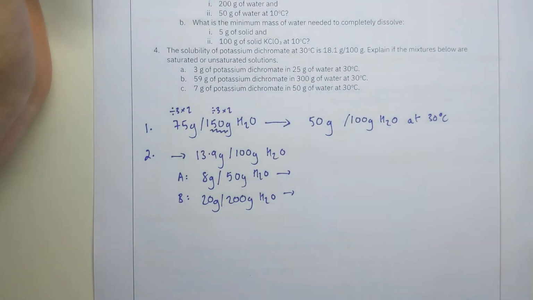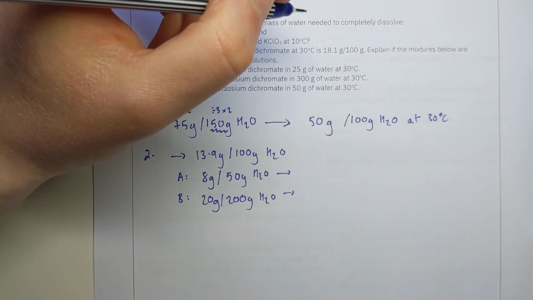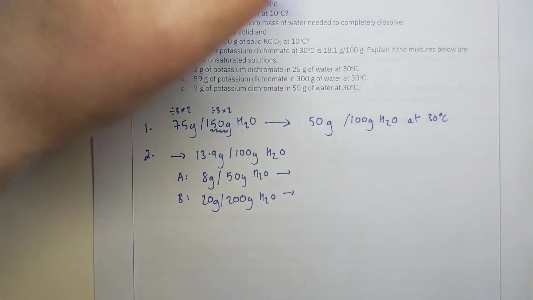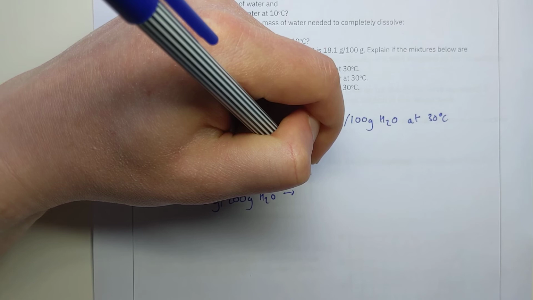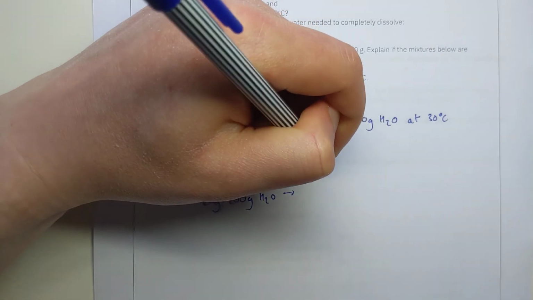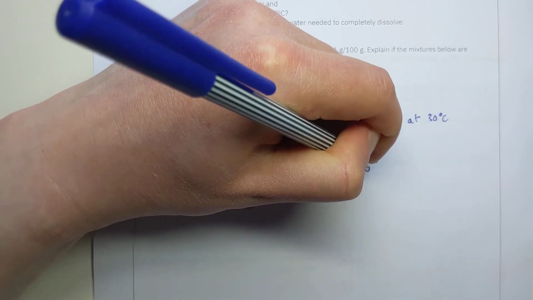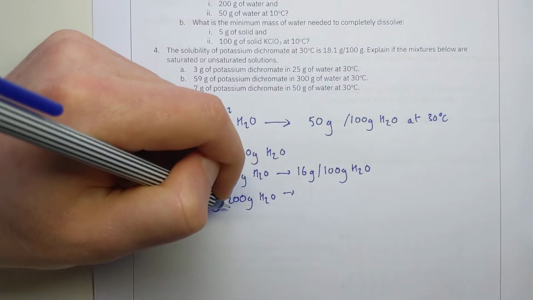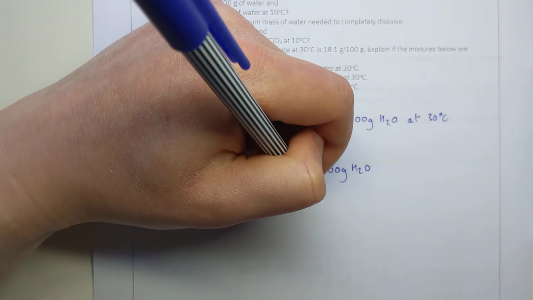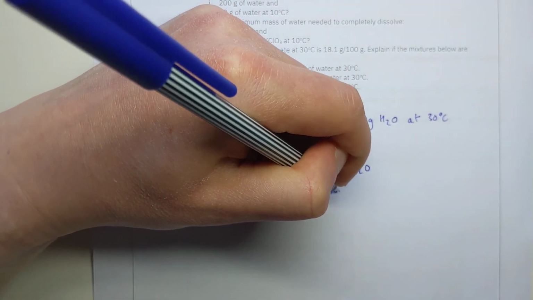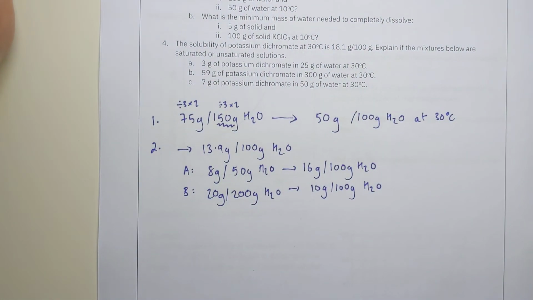I'll do A first. 8 grams per 50 grams of water, I'm going to scale that up to make it out of 100 grams. So if I had 100 grams of water, it would be containing 16 grams of the salt. And with B, it's too big, so I need to convert it down. So 200 grams of water, turning it down to 100 by dividing by 2, would be 10 grams per 100 grams of water. So I've now got units I can compare fairly.